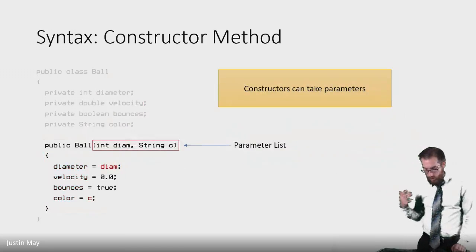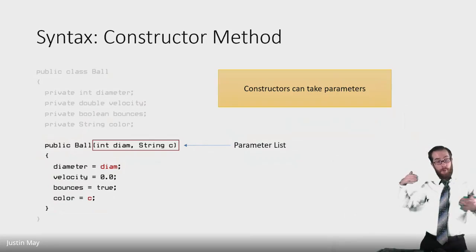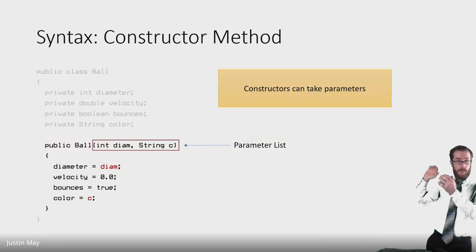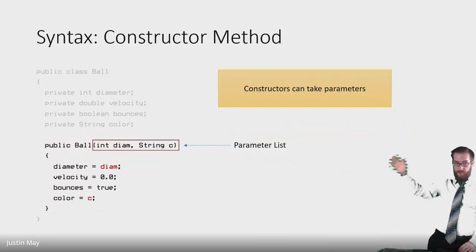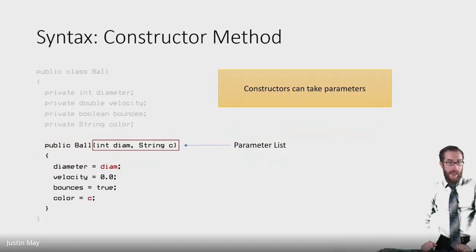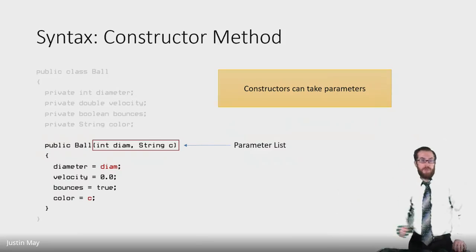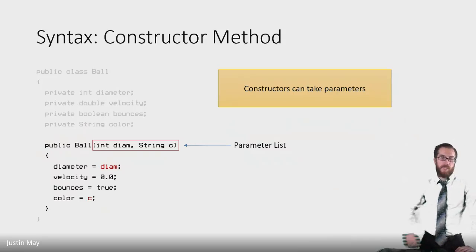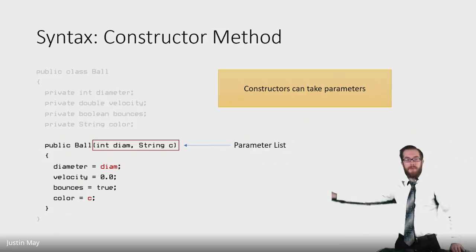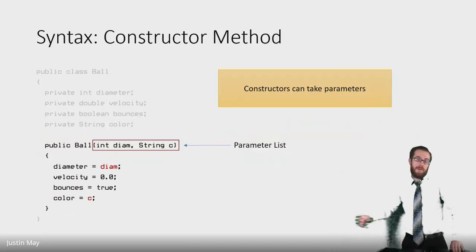So the constructor, just like a regular method, has a parameter list. You can put parameters in there. A parameter, remember, is just declaring variables within those parentheses. You give it a type and a name for each variable. You can have multiple of them separated by commas. And then you can use those parameters to assign those values to the instance variables. So here we're taking 2 parameters, diam and c. I use diam to assign the value to diameter, and I use c to assign that value to color.